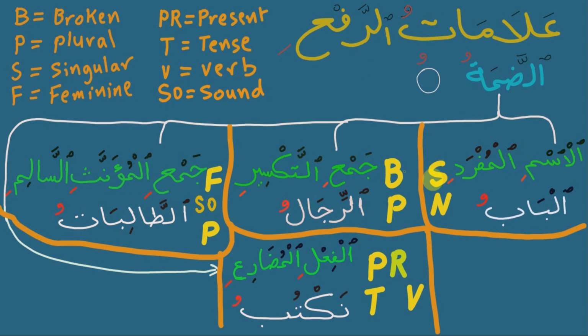We'll cover that later. So here, الرجال, broken plural, the men. الطالبات, this here, the sound feminine plural, meaning the female students. طالب is a student. طالبة, you add that ta.